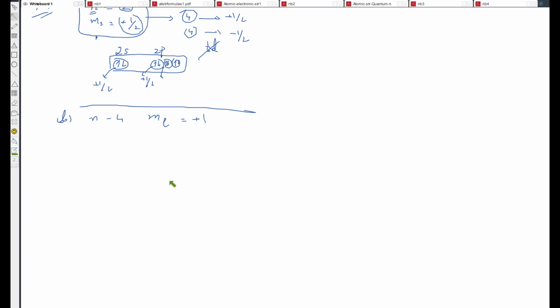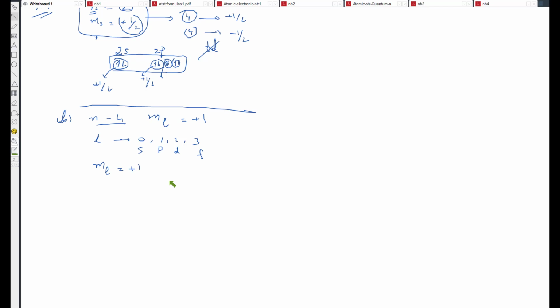So let's see. What are the l values for n is equal to 4? It'd be 0 to 3, right? 0, 1, 2 and 3. You're right. So these are the s, p, d and f subshells. And they are saying ml is equal to plus 1.